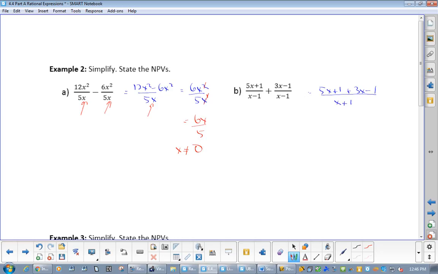Now, whenever you are adding and subtracting, you can only add and subtract like terms. Okay? You can't go 3x minus 2x squared and go, well, that's like 1, I don't know, x to the 1. Right? You can't do that. So we have 5x plus 3x is 8x. 1 plus 1 minus 1, 0. All over x minus 1. x cannot equal 1.